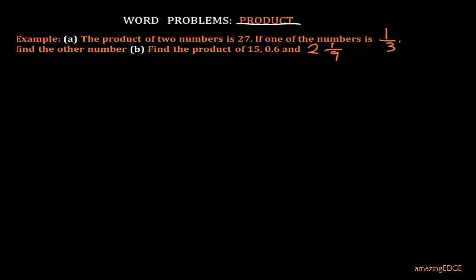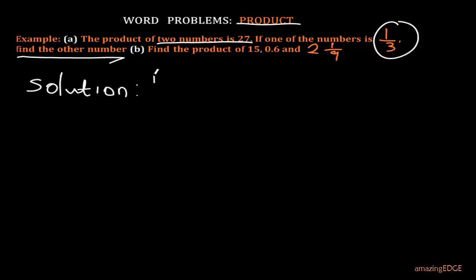So example 1, say that the product of two numbers is 27. If one of the numbers is 1/3, then find the other number. So how do we handle this? There are two numbers we are multiplying. One is known, which is 1/3. The other one is not known, and we are required to find the one that is not known. So, solution.